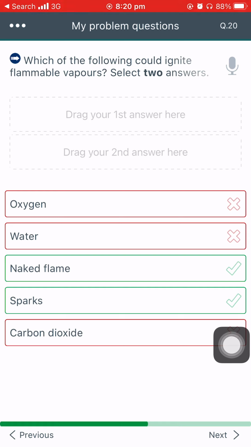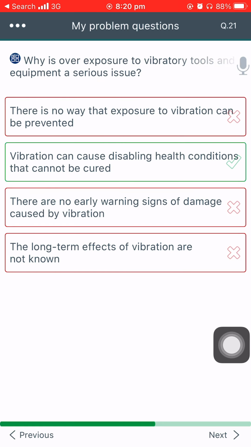Which of the following could ignite flammable vapours? Select two answers. Oxygen. Water. Naked flame. Sparks. Carbon dioxide.